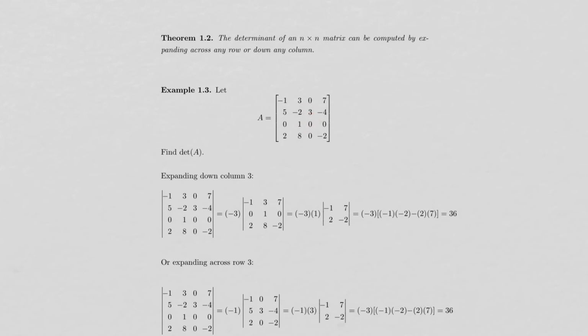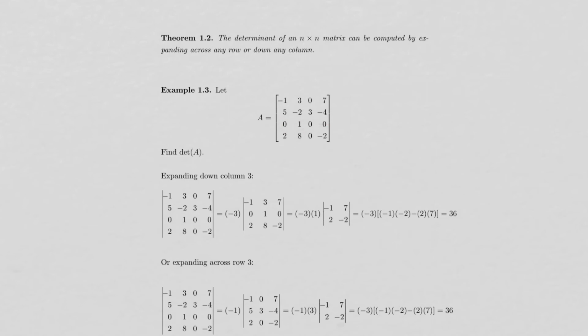So in general, when you're faced with doing a determinant, particularly by hand, look for zeros. Zeros make the determinant easy, and find the row or column with the most zeros. In this case, column 3 and row 3 have the same number of zeros, so it doesn't matter which one we pick.